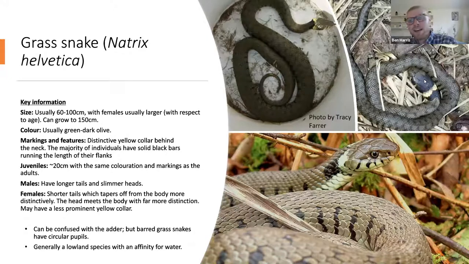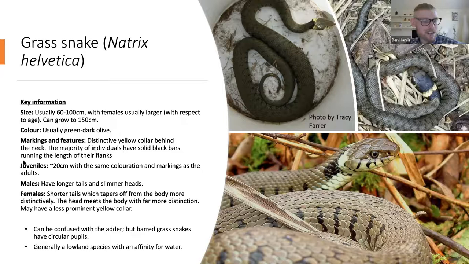So quite often when you're surveying for reptiles, you'll capture a very quick glimpse of them, and you're just looking for one or two things that give them away. For grass snakes, that's usually the yellow collar behind the head, or these dark bars running down the length of the flanks. So you can see it quite clearly in the bottom image. They've got these dark bars here. And that actually gives the particular species of grass snake that we have here in the UK their other common name. So we would consider them barred grass snakes here in the UK.